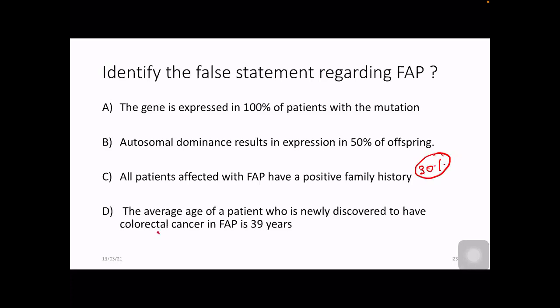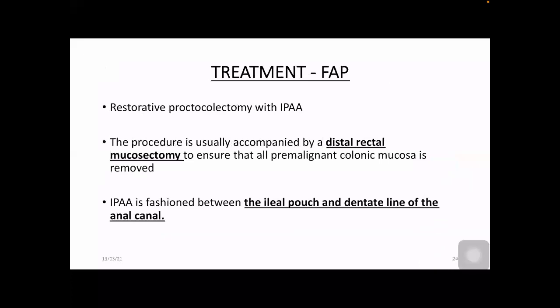The average age of a patient who's newly discovered to have colorectal cancer and FAP is 39 years. True or false? True. As I said before, polyp formation occurs in the second decade, cancer formation at 39 years, and cancer risk is 100%. Therefore, the treatment of these patients with FAP is prophylactic proctocolectomy with ileal pouch anal anastomosis. Fine. So that is the false statement.